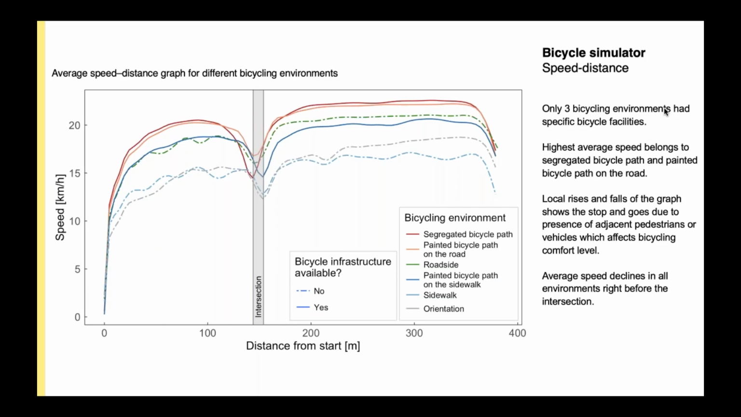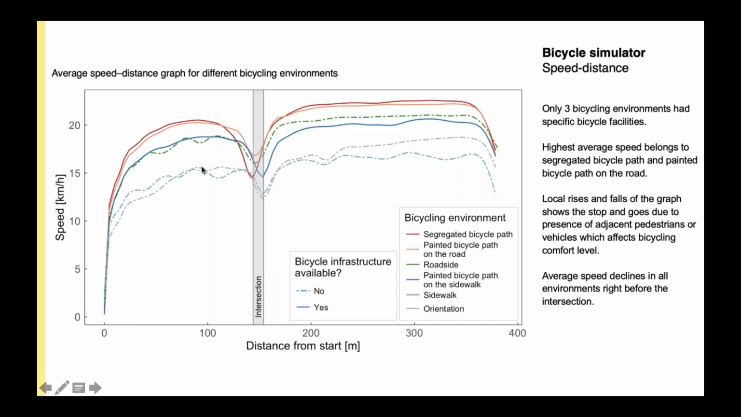The local rises and falls that you see on the graph show the stop and goes due to encountering adjacent pedestrians or vehicles, which affects obviously the bicycling comfort level. They are noticeable especially on the first 150 meters of the design before the intersection, when everything is new to the participants. They are completely unaware of what is going to happen in each scene, and they are perfectly responding to each of the events that are happening in the design.